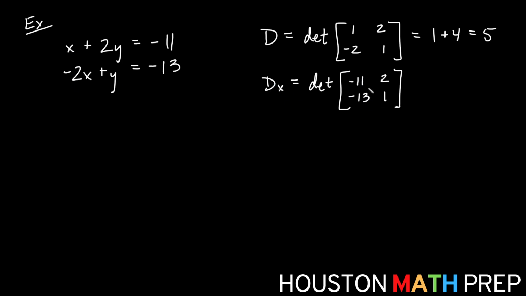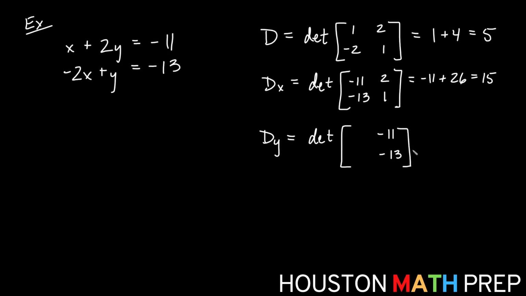Okay, so d sub x is this. So here we'll get negative 11, be careful here, plus 26, so that's 15. And then d sub y will be the determinant with the negative 11, negative 13 swapped in the y column, and we'll leave the original x column. So here we'll get negative 13. And then here we'll get 22, but then minus, so minus 22 gives us negative 35 there.